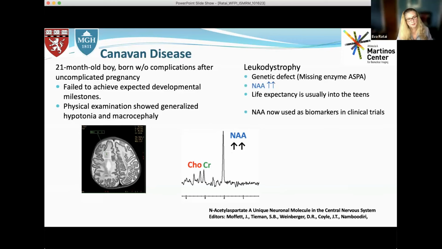It's a leukodystrophy where you have a genetic defect where the enzyme that breaks down N-acetylaspartate into acetate and aspartate is missing. And you do need aspartate for myelination. So the life expectancy is usually into the teens. And now we are actually using this NAA peak as a biomarker in clinical trials. So when children get treated for Canavan's disease, does the NAA actually go down?